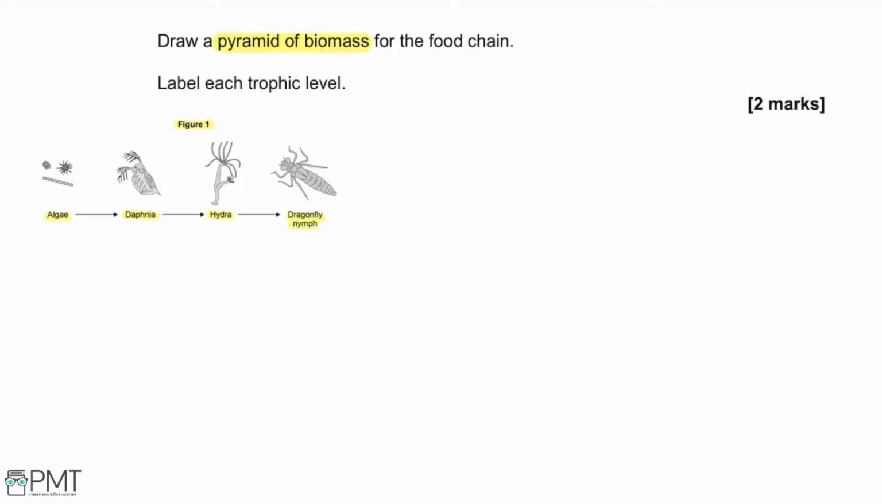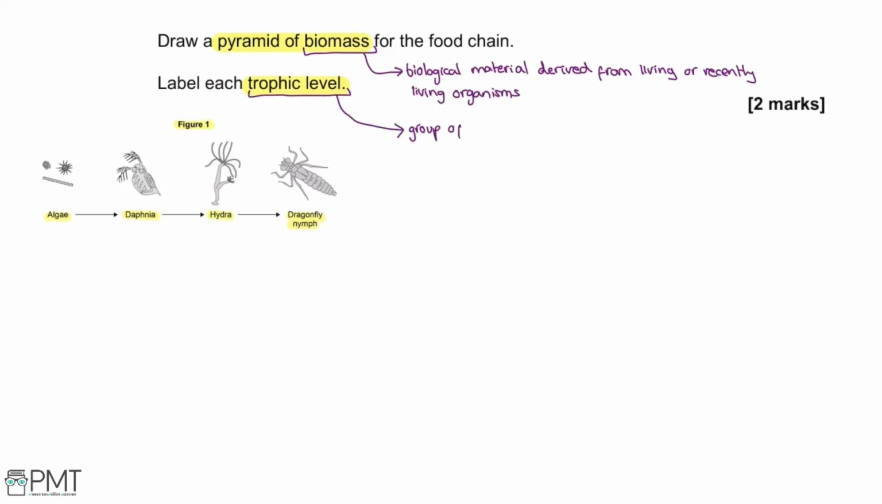Draw a pyramid of biomass for the food chain. Label each trophic level. So we've got to draw a kind of diagram here, and it's referring to biomass. So this is the biological material that is derived from living or recently living organisms. We also have this term trophic level. So a trophic level is a group of organisms within an ecosystem which occupy the same level on the food chain. So they're eating the same kind of thing and they're predated on by the same kind of thing.